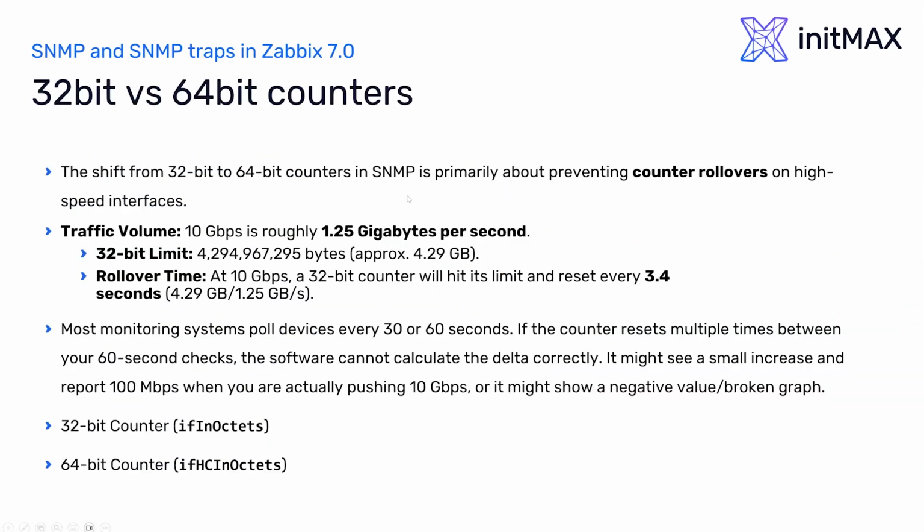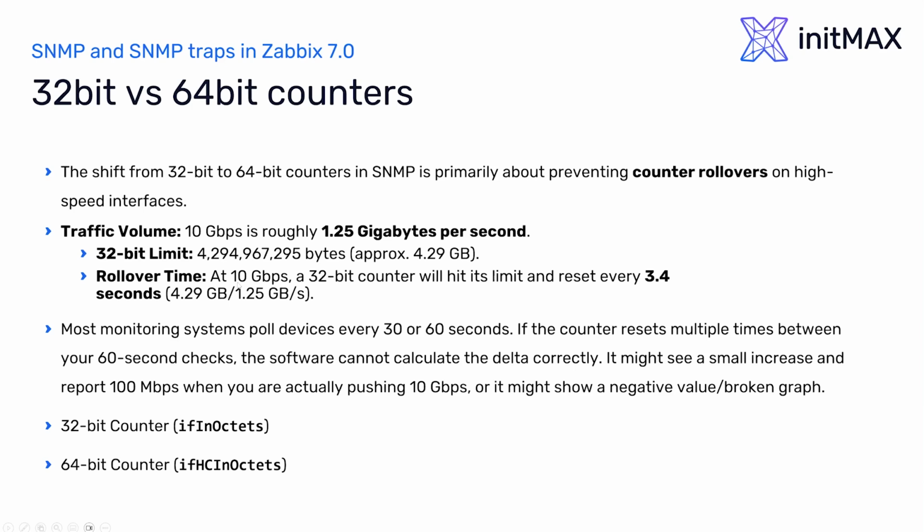And going into a bit more detail, 32-bit versus 64-bit. So SNMP v1 versus v2 and v3. The shift from one to the other in SNMP is primarily about preventing counter rollovers, also sometimes called counter overflow, on high-speed interfaces. And here is an example: the traffic volume 10 gigs is roughly 1.25 gigabytes per second. The 32-bit limit is this crazy number of bytes, which is approximately 4.3 gigabytes.